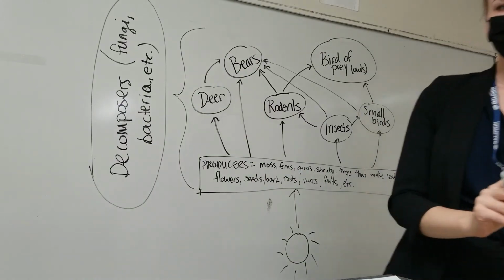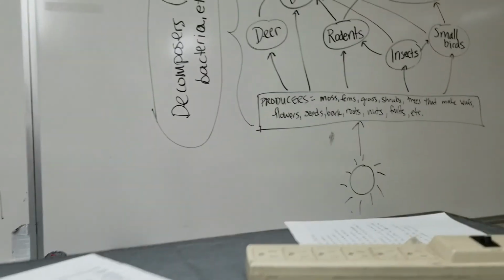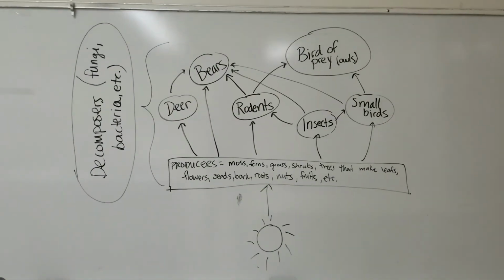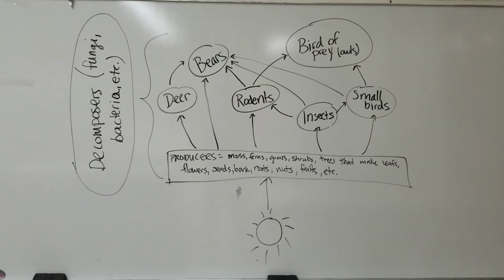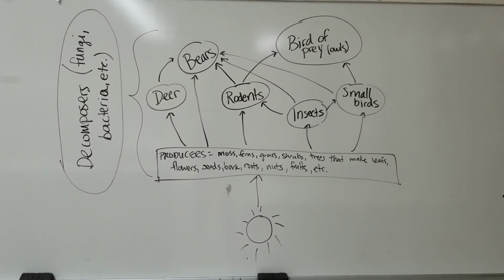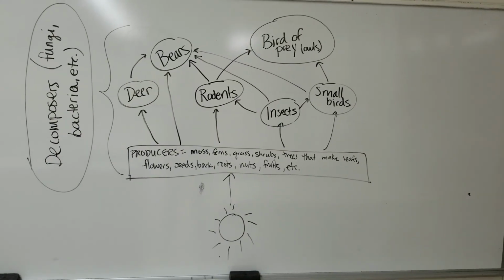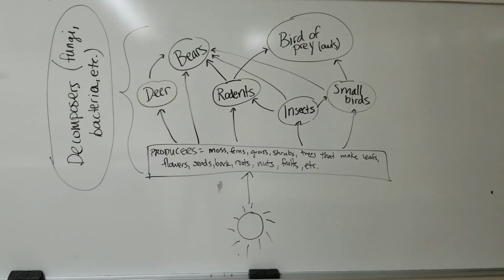Now you can see in my food web, I'm just showing where the food goes, where the energy goes. When I ask you to construct a food web, you might have to do a little bit of research or reading to figure out the relationships between the different animals and plants. But once you do, you should be able to make a food web just like this.